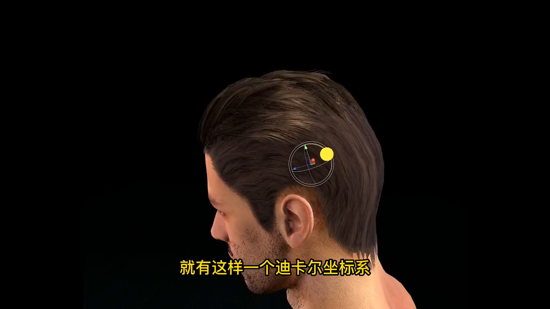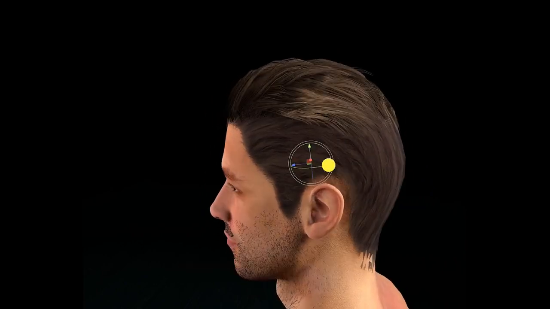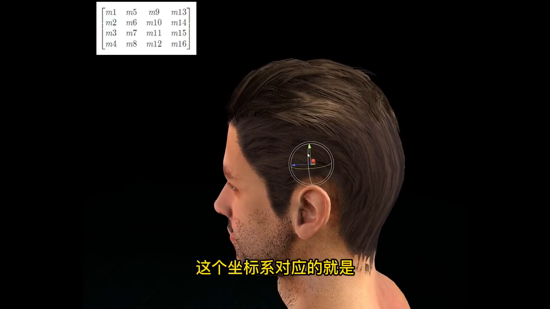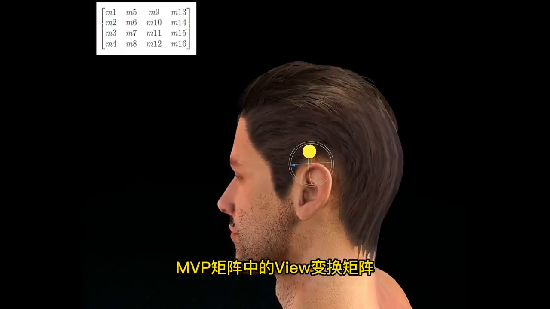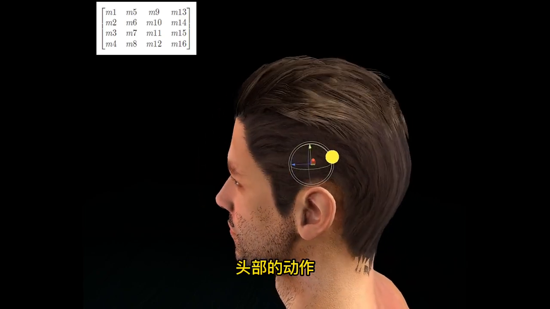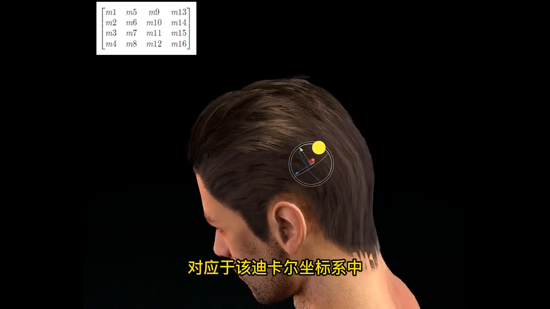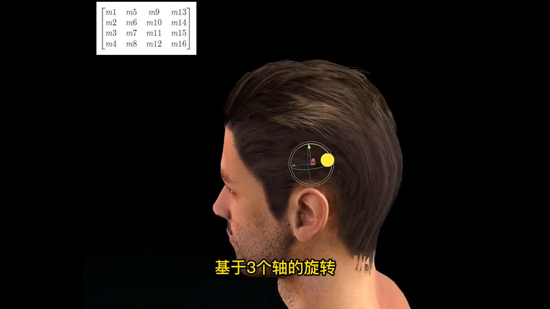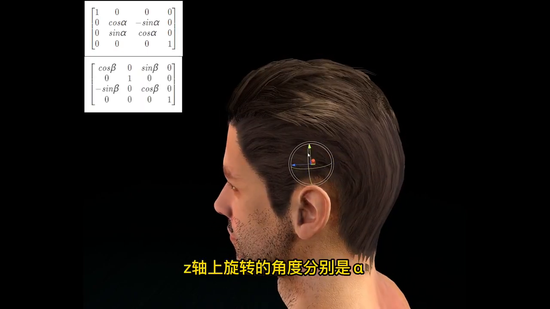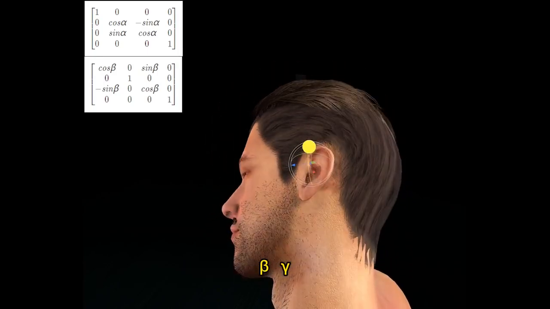There is a Cartesian coordinate system in the character's head. The player's view while aiming is also based on this coordinate system. This coordinate system corresponds to the view transformation matrix in the MVP matrix. The head movements during stance shooting correspond to rotations in this Cartesian coordinate system, based on three axes, assuming that the angles of rotation in the X, Y, and Z axes are A, V, and G, respectively.